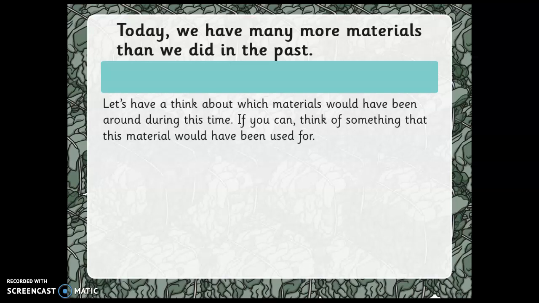So let's have a think about which materials would have been around during the time when the Great Fire of London was happening. So you need to think about, was wood around? Was metal around? Was paper around? Was plastic around? And if you can, try and think of something that this material would have been used for during that time.